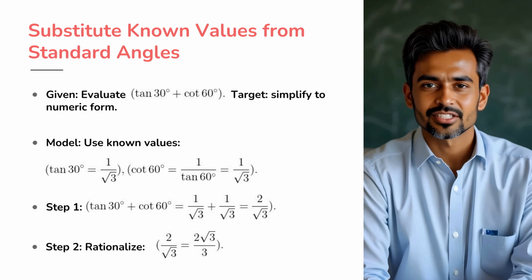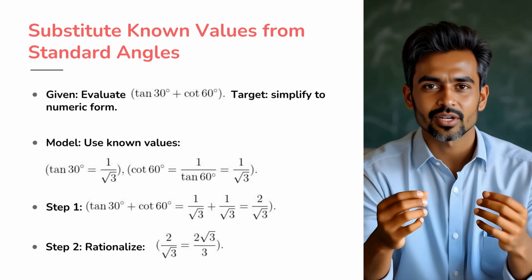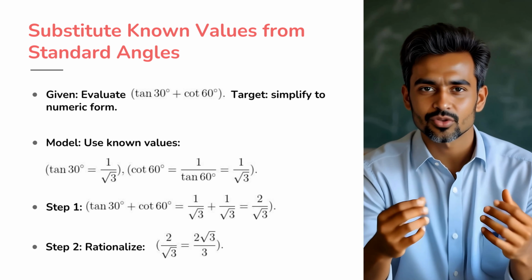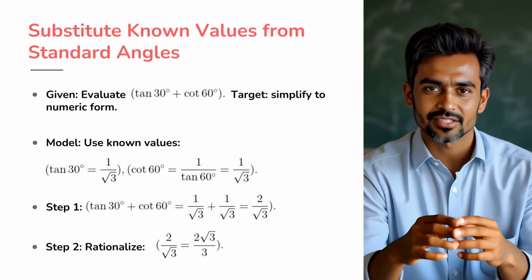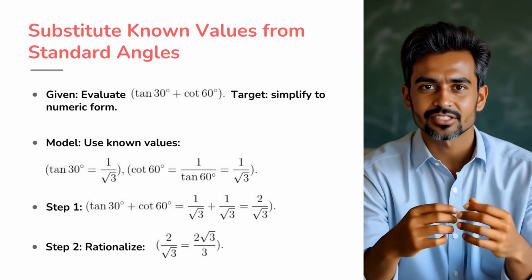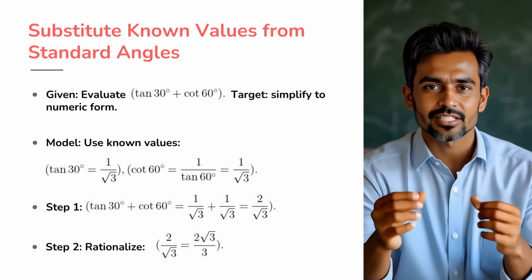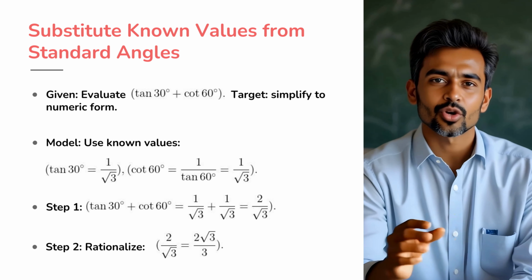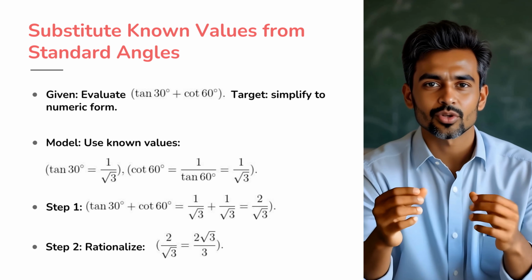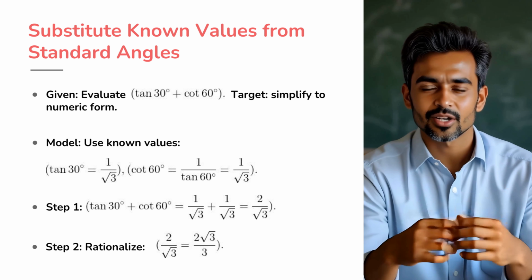To write this in a simpler form, let's rationalize the denominator by multiplying numerator and denominator by square root of 3. This gives 2 times square root of 3 divided by 3. So, the final answer is 2 times square root of 3 over 3. You can verify this matches values in our standard trigonometric table. Excellent job! This example shows how knowing exact values of these key angles makes calculations quick and accurate.